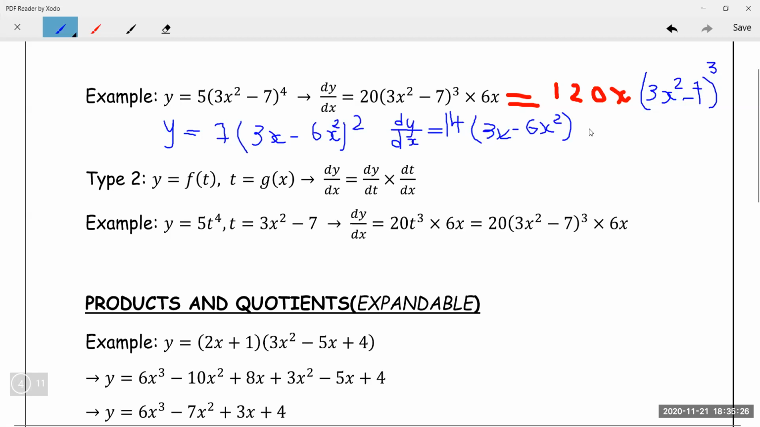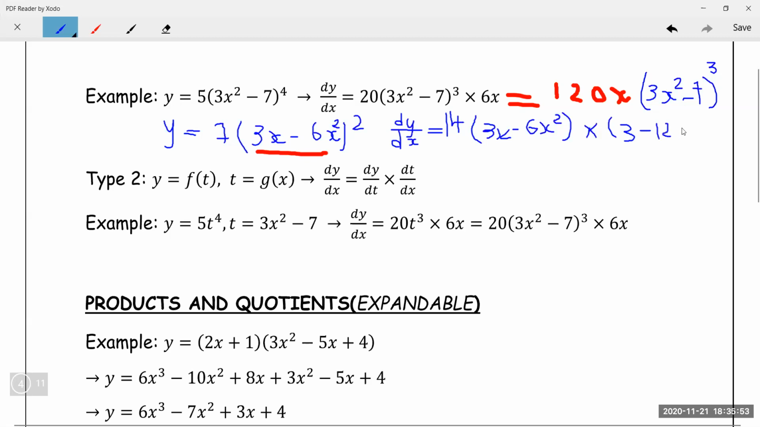Then you're going to multiply it by the derivative inside the bracket. We haven't differentiated the terms in here yet. So that would be 3. So multiply it by bracket 3 minus 12x. Very good.